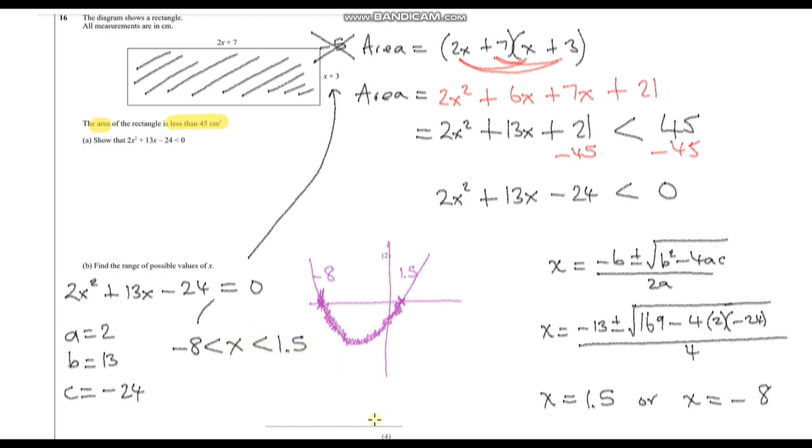So 1.5 is definitely going to be the maximum or the upper bound. So it's going to be less than 1.5. But what's the minimum it can be? Well, 0 is 0. Anything greater than 0 is possible. So how can we get one of these to 0?